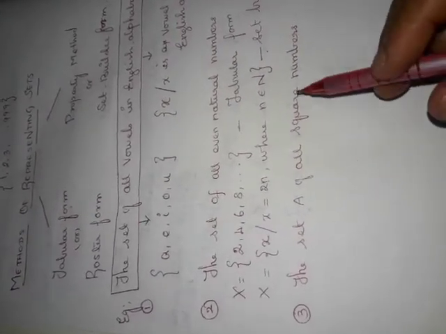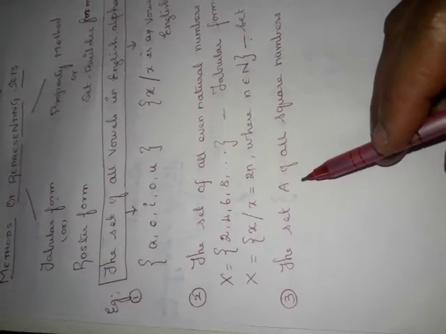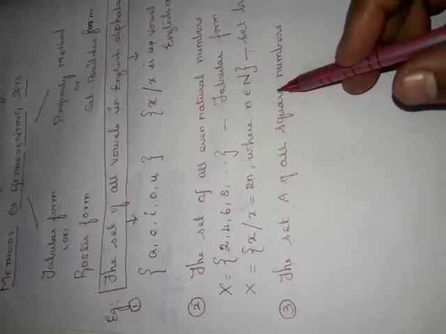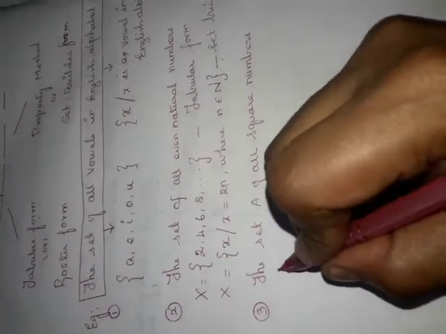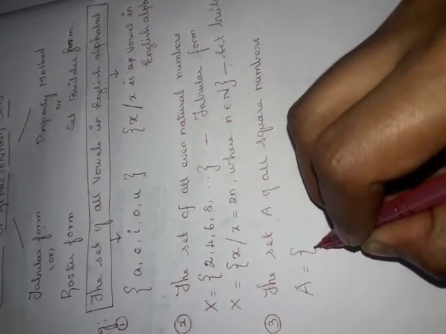Let us see one more example. The set of all square numbers. Here they have given a name for the set, which is A. So the set of all square numbers. How will you express it in tabular form? I'll write A is equal to, open braces, what are all square numbers?